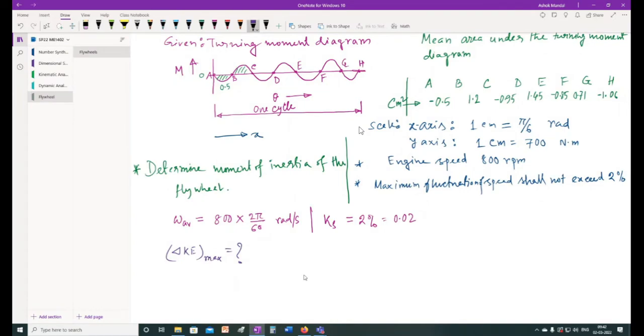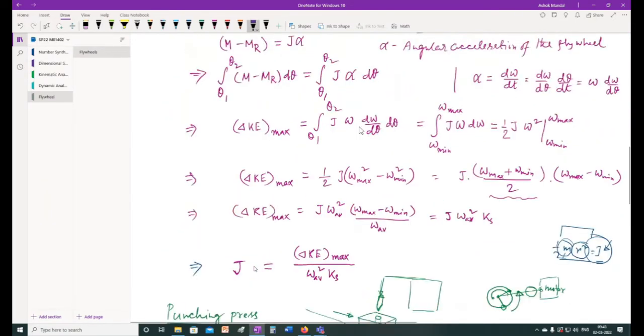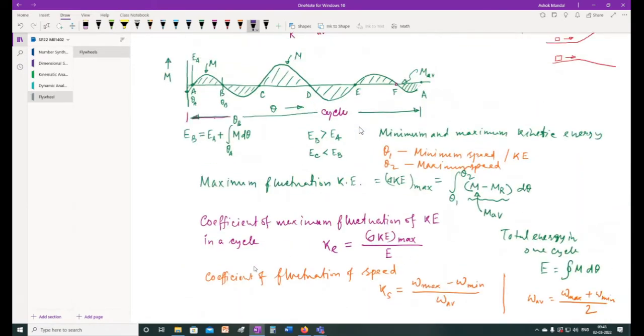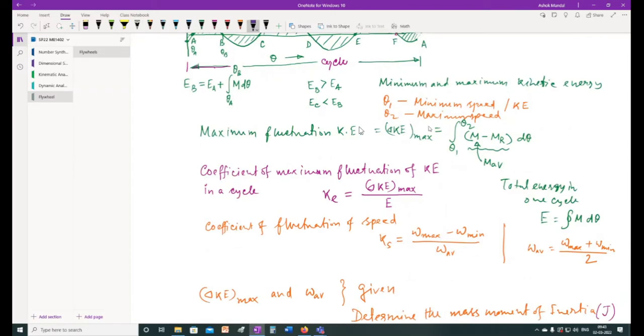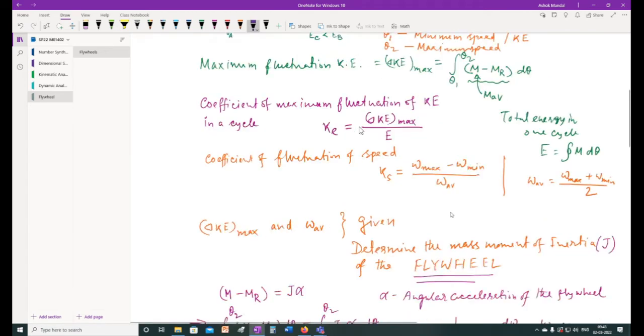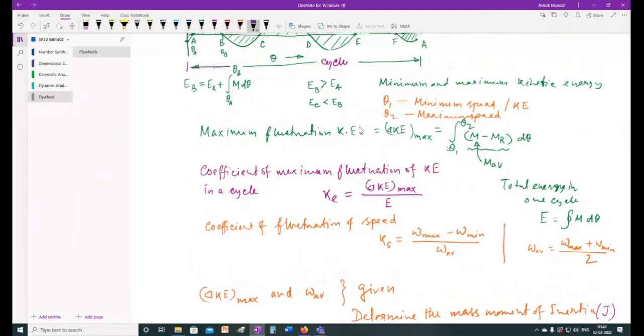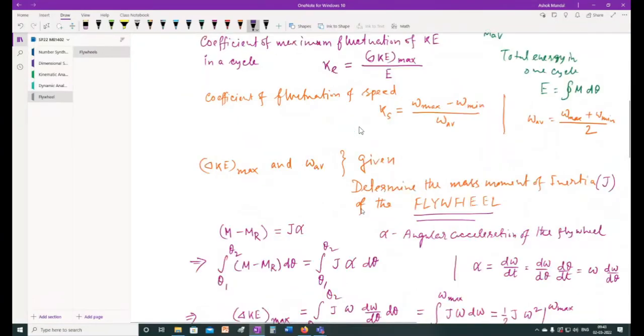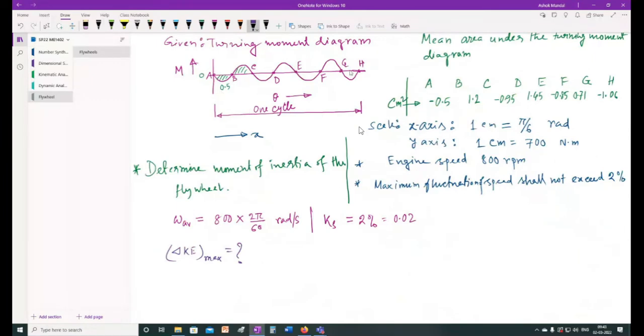To find out this, if we go back, what is the definition of the maximum fluctuation of kinetic energy? It is the integral from theta 1 to theta 2 of the balance moment d theta. So the first task is to find where theta 1 and theta 2 are, which point gives the minimum speed and which gives the maximum speed. From this diagram, can we find the crank angle related to minimum speed and maximum speed?